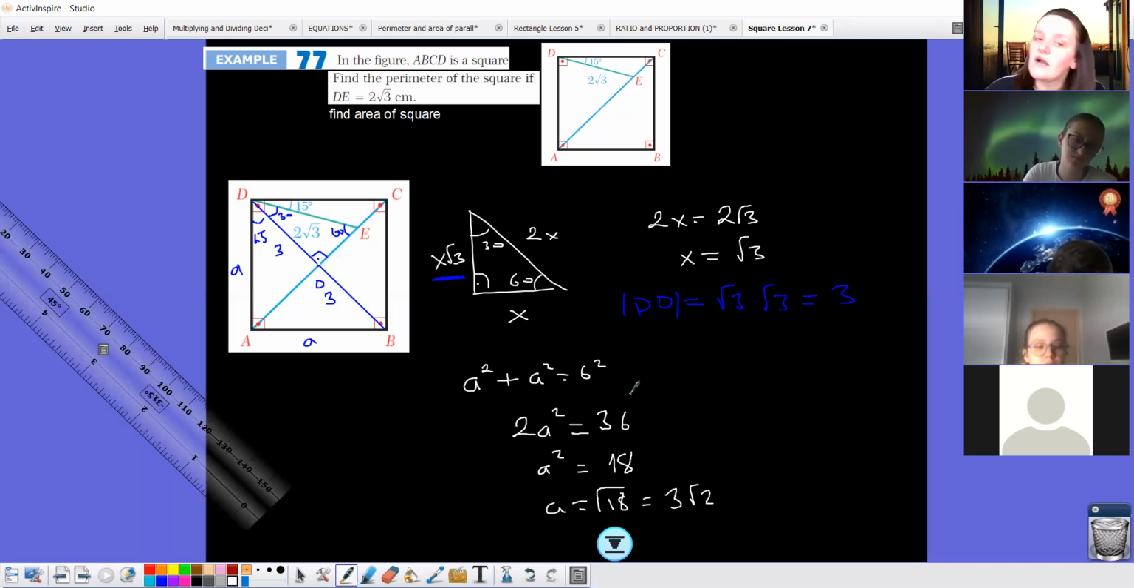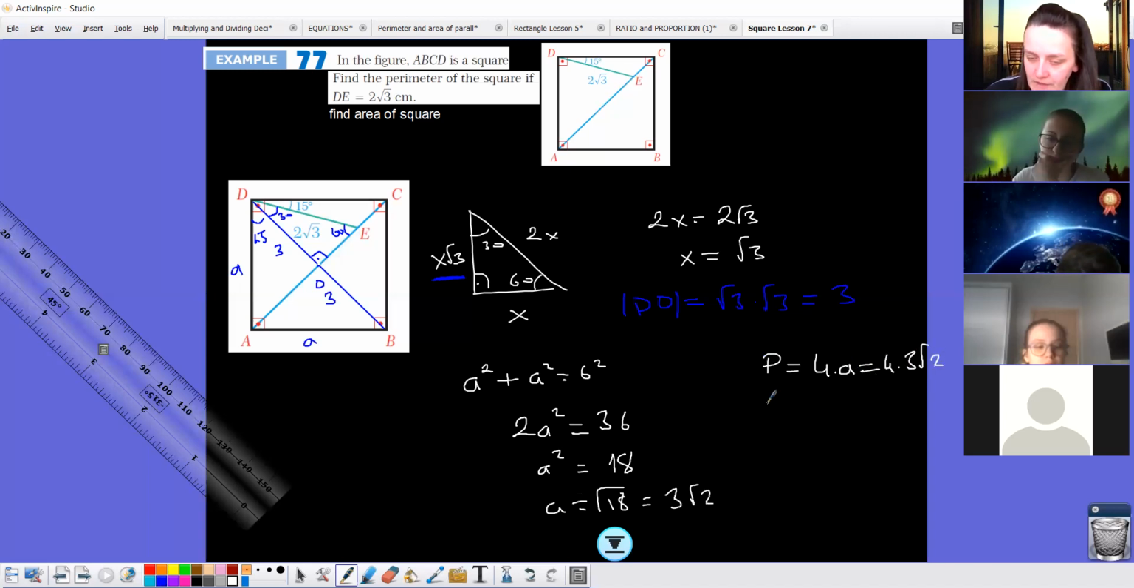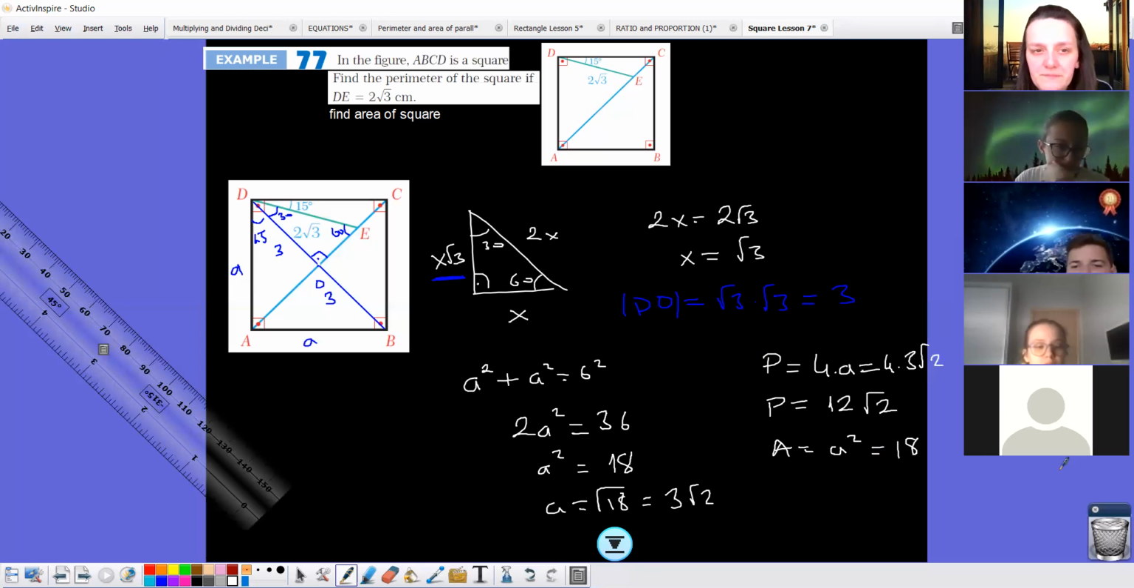Now, I know the side. So perimeter will be 4 times A, which is 4 times 3 root 2. Perimeter will be 12 root 2. Area will be A square. A square we already have here, 18. Okay, did we understand? Yes. This 18 centimeter square. This is centimeter, not square.